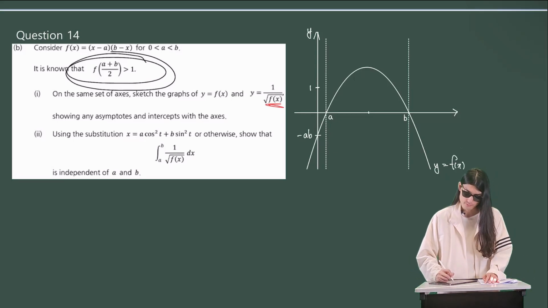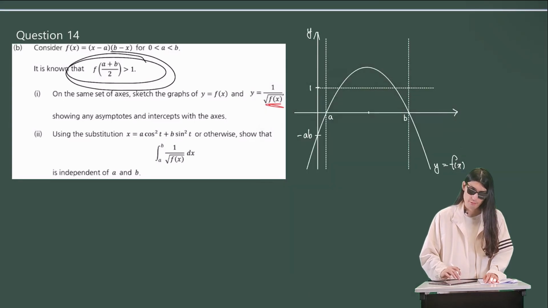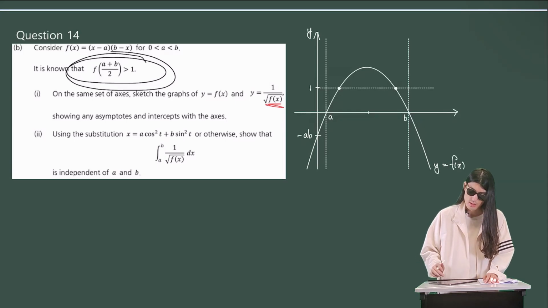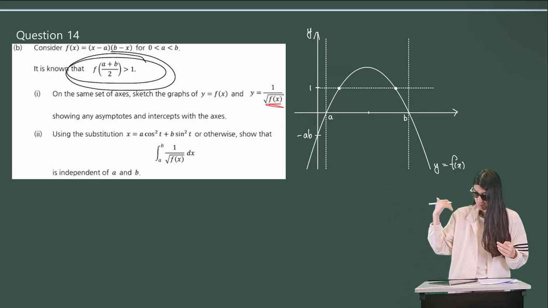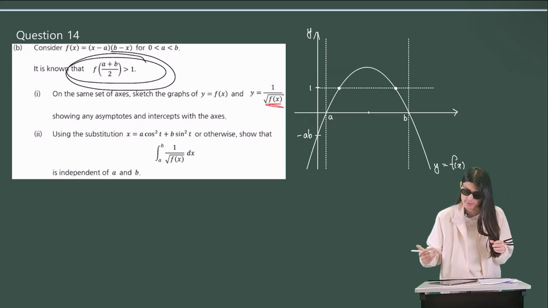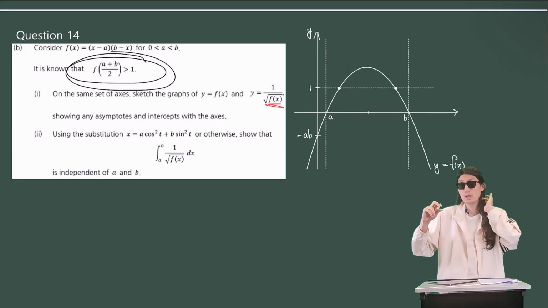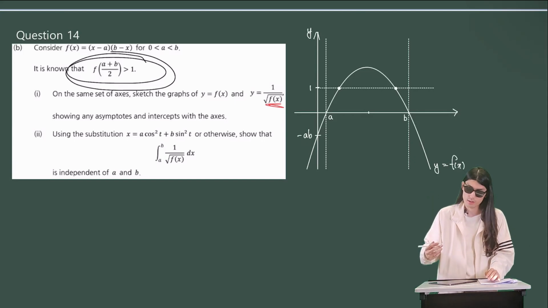Now, at the points at which f of x is equal to 1 then, these points that is, I'm going to have the points of intersection between my transformed graph and the parabola y is equal to f of x. That is again because at those points y is equal to 1 or f of x is equal to 1, okay? And 1 over square root of 1 is just 1 again, right?